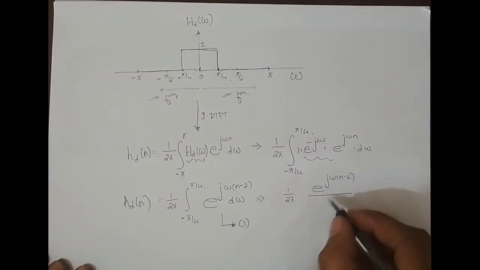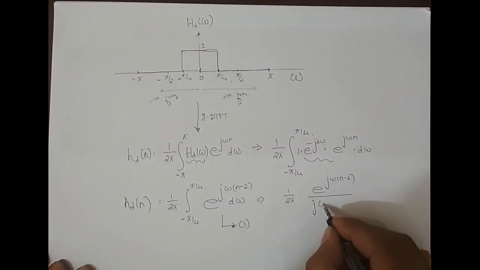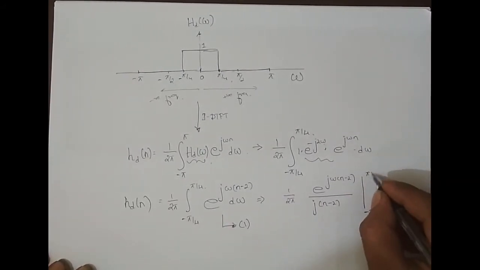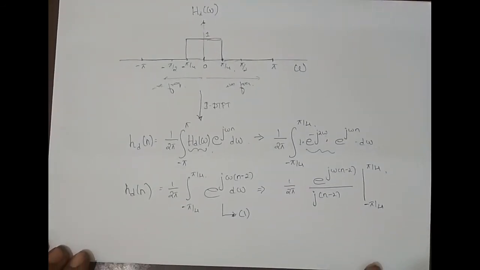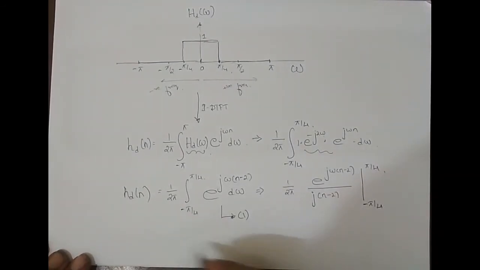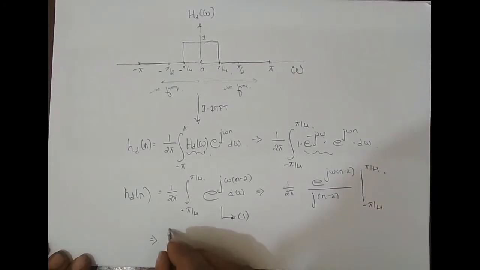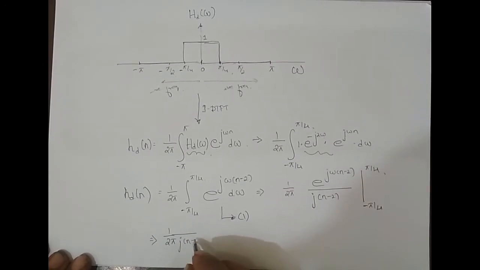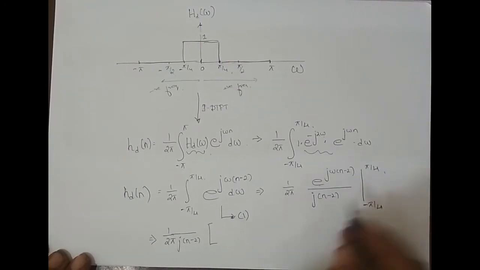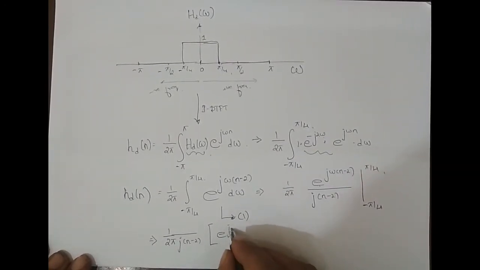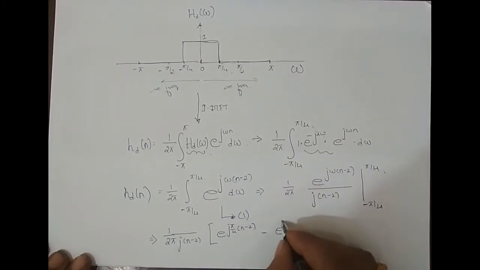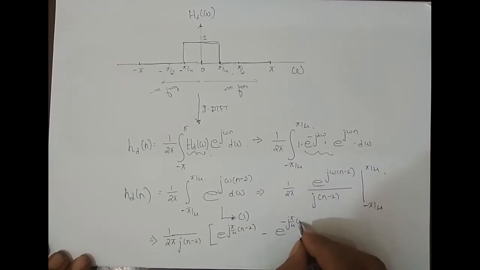Now let me just do the integration. It is divided by the coefficient of omega, which is j into n minus 2, and the integration limits are minus pi by 4 to pi by 4. So this is equal to 1 by 2 pi. I'll take this j into n minus 2 out because it is independent of omega. Now this is upper limit minus lower limit. Upper limit is e power j pi by 4 into n minus 2, minus lower limit, which is e power minus j pi by 4 into n minus 2.